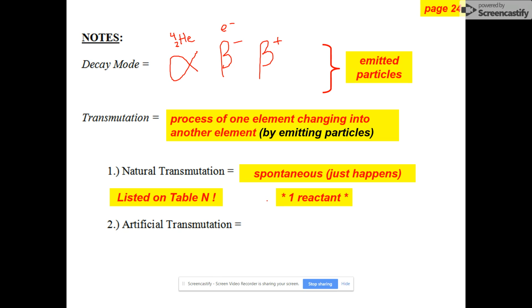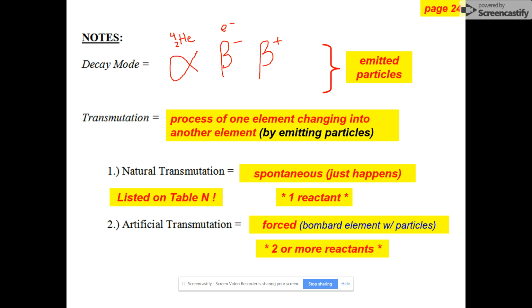Artificial transmutation, you can probably guess, is done by humans. This is when we force transmutation to happen. How? We bombard an atom with some particles. So in this case, there will always be two or more reactants. There will be the atom or the element that you start with, and then the particle or particles that you bombard it with. One example of this would be nuclear fission, which is what happens in nuclear reactors, which we use to generate electricity. We'll talk more about that in another lesson. So we got natural transmutation, which has one reactant. Artificial transmutation has two or more reactants.